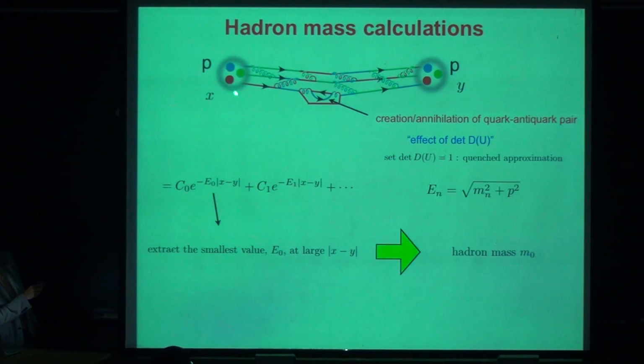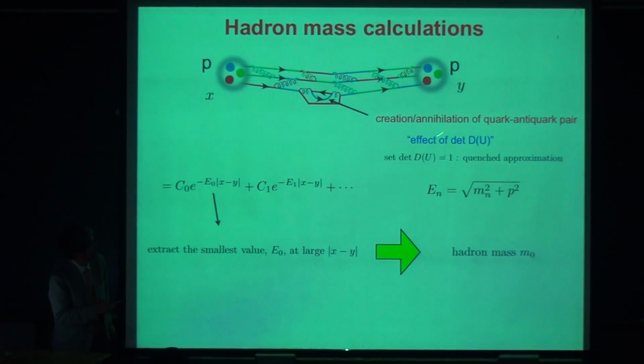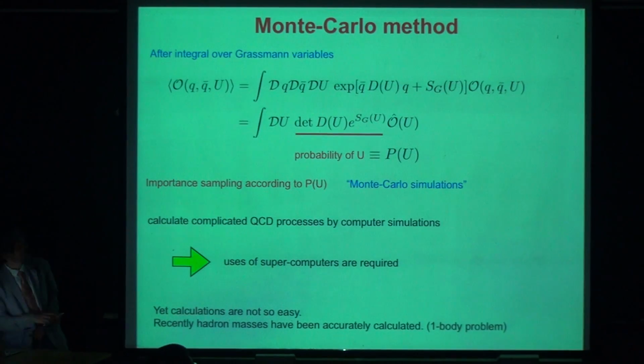For example, we have to calculate this kind of complicated diagram using lattice QCD. Sometimes a gluon creates a quark and antiquark pair, and these quark and antiquark annihilate and become a gluon. This kind of process occurs everywhere. And this is the effect of the determinant of D, which comes from integration of the quark field.